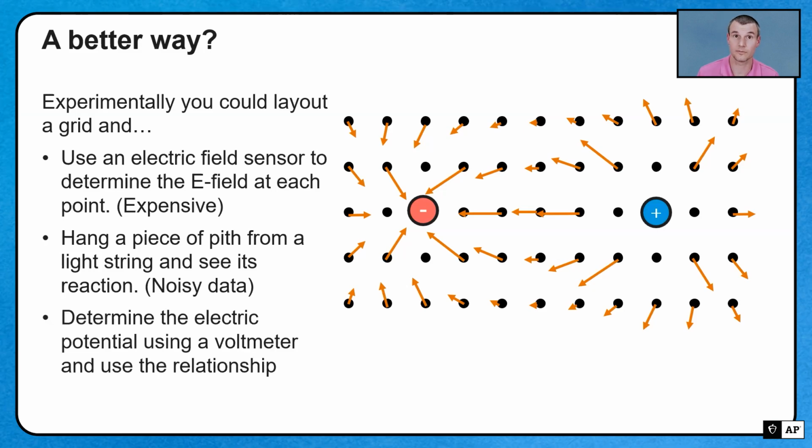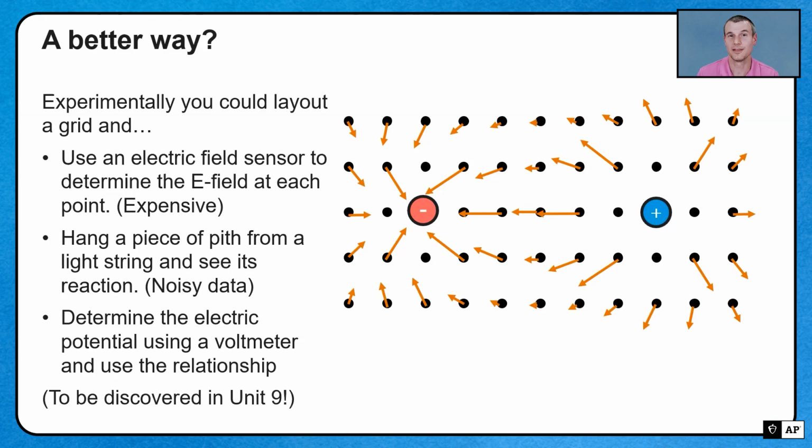So what's one other option? Well, unfortunately, it's above our current pay grade for this unit. Unit 9 is the one where you're going to learn about electric potential. And that's probably the best way to set it up, where you could find the electric potential at all these different places using a voltmeter. And you could use the relationship that we're going to learn in future videos to help actually solve for what the electric field would be at that location. But again, these are just 3 different experimental ways you could try to go about this if you didn't want to have to solve for each point, either mathematically or theoretically.